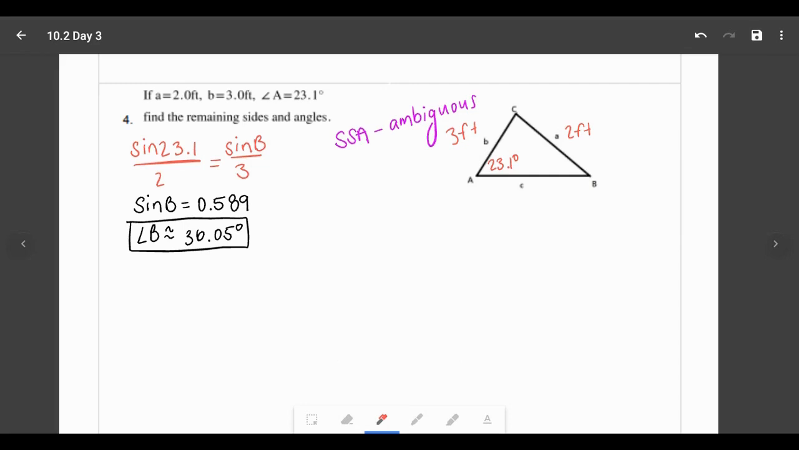Next, what we're going to do is look for angle C. As always, for angle C, take 180 and subtract the other two angles that you already have. And so angle C should be 120.85 degrees.